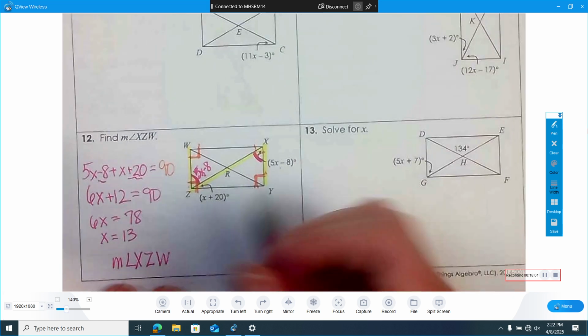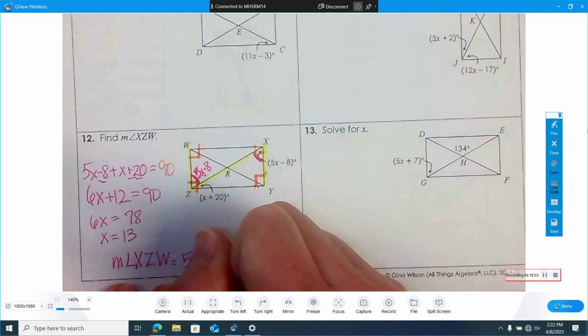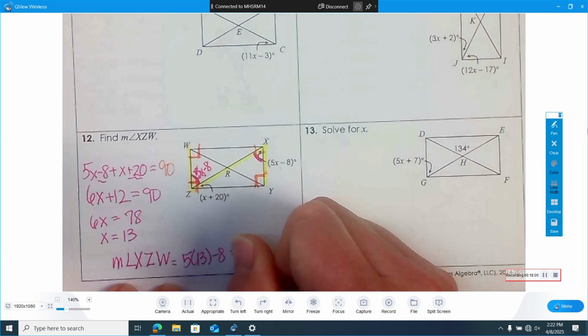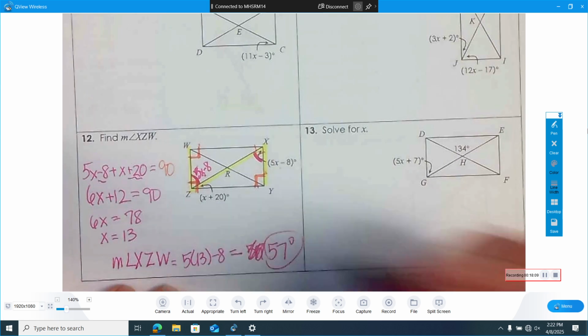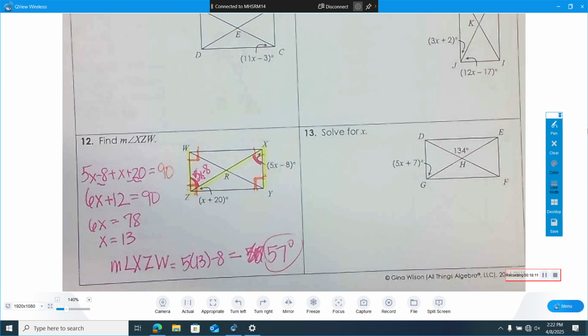All right, we need the measure of angle XZW, which is right there, and we just get to plug in for x. So 5 times 13 minus 8 is 57 degrees. All right, questions on that one? Good so far? All right, last one, we're just going to set it up.